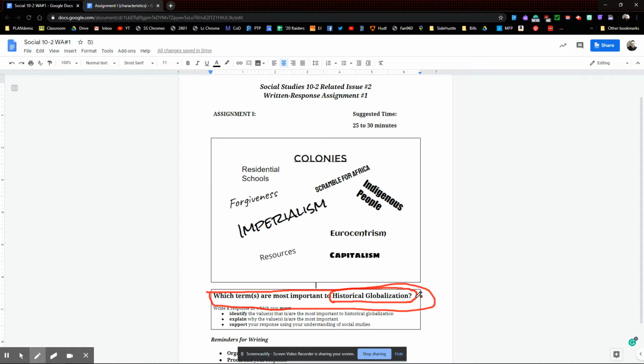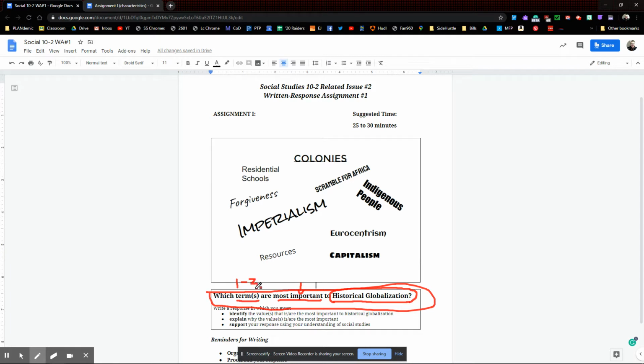And so there's a lot of different information there. There's lots of material, and you're going to focus on what you think is the most important to historical globalization. Whenever you see these assignments, they'll have a whole collection of words, and you're basically trying to pick out of those words and terms listed above what are the most important.